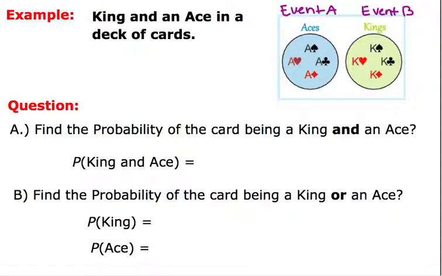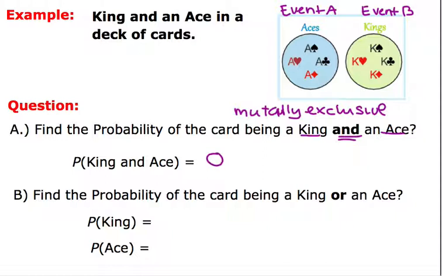So we're going to first find out what is the probability of a card being a king and an ace. Well, these are considered mutually exclusive because you couldn't have a king and an ace. If you look at this, it wouldn't make sense. You either have one or the other. So the word "and" tells us that the probability would not happen to have a king and an ace. The probability would be 0.